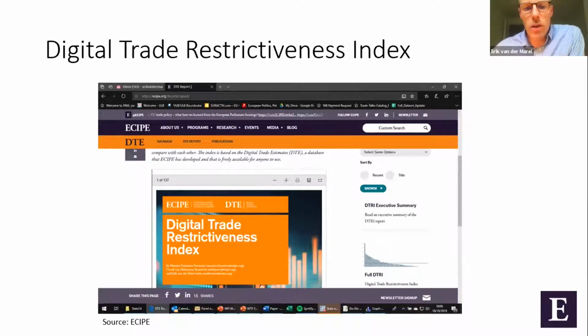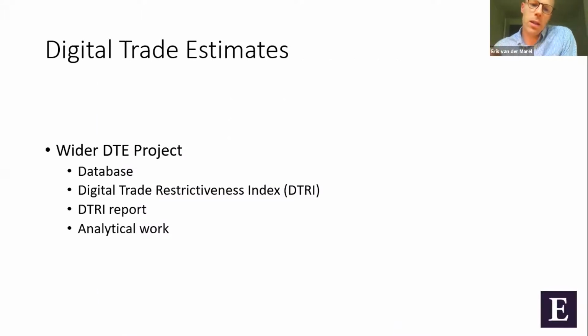Now, it has resulted in this output. We have a special website at ECIPE called the Digital Trade Estimates, and the entry point website looks like this. That is what we have developed, with all kinds of tools that you see on the right-hand side. Then you have a couple of entry points: the database, the DTE report, and a couple of other publications. Because the DTE project, the Digital Trade Estimates project, covers a couple of outputs.